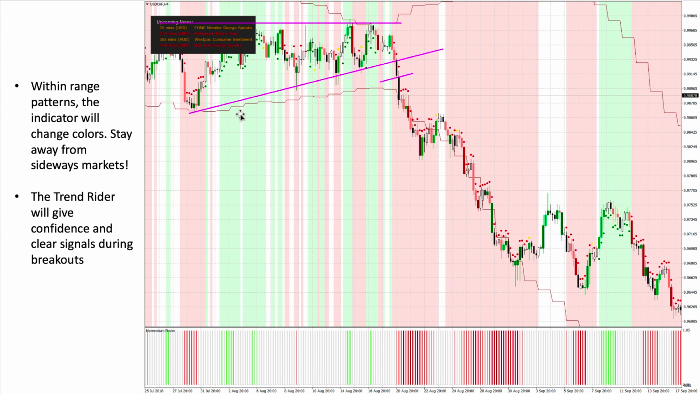You can see how the background color changes constantly. White, green, red, white. Don't get into a market there. Wait for a breakout and then use the trend rider to confirm your trade. You can see here is where we broke out, and then that's where you get the momentum signal from the momentum finder. Okay, here is maybe where you get a little bit of an early exit.